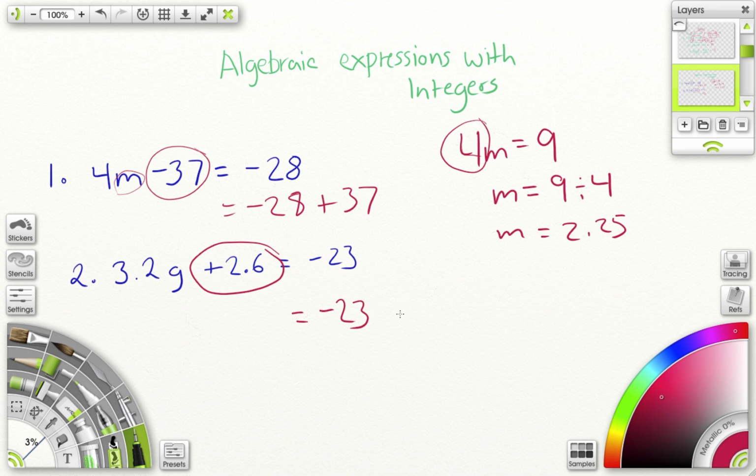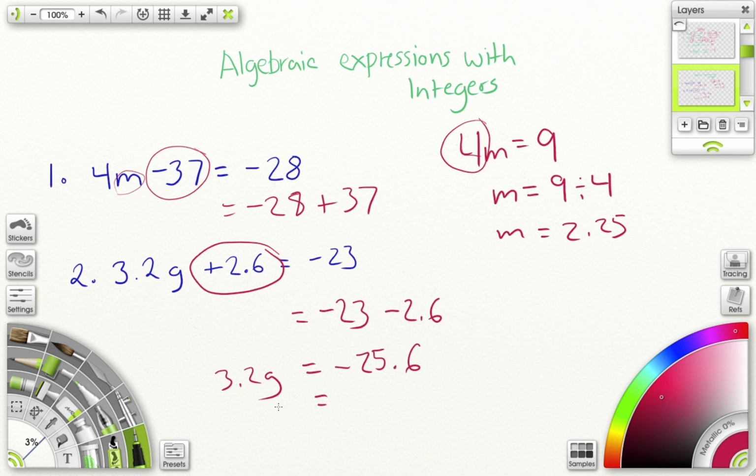So I have negative 23 minus 2.6 because I do the opposite operation. And now I have negative 25.6 because I did a negative number minus a positive. It makes the number lower in value. And now I have 3.2g.